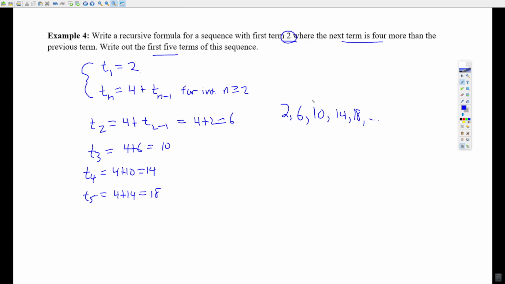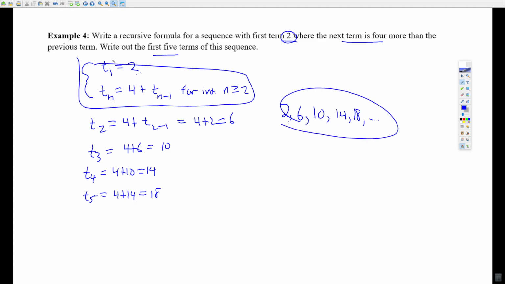Obviously you could probably do this without having to write out the recursive formula, but this describes what's happening with the recursive formula rather than writing it all out in words. And then you wouldn't have to go through all this work on the left-hand side. You could probably just figure out what the sequence is. You know you're starting at 2, and you're adding 4 every single time, and that would be the sequence. And this would be your recursive definition, recursive formula.